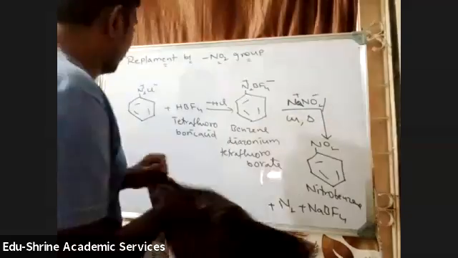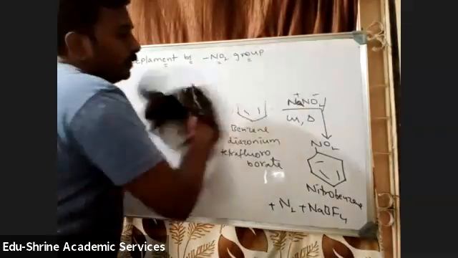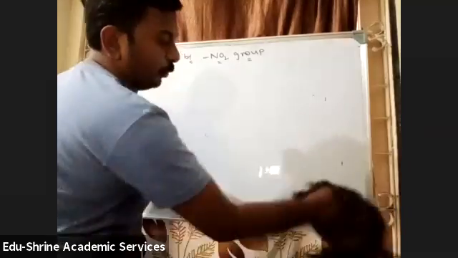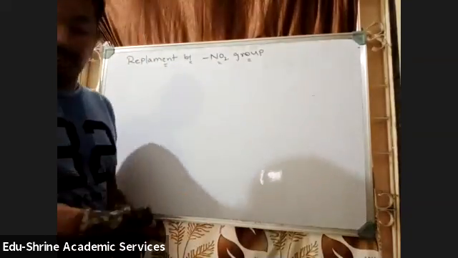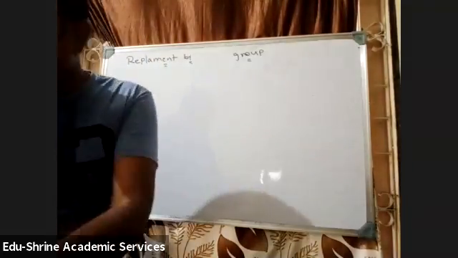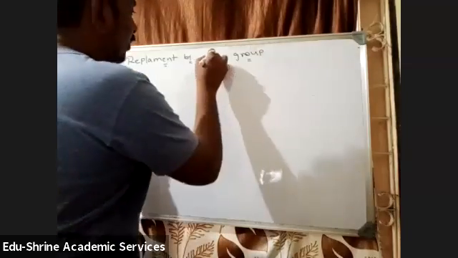Okay. Next one is replacement by OH group. So nitrogen has to be replaced with OH.